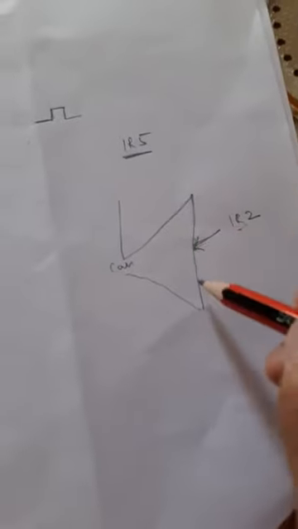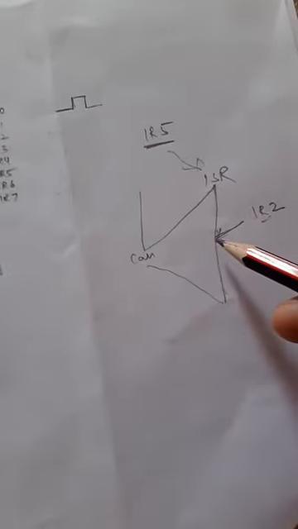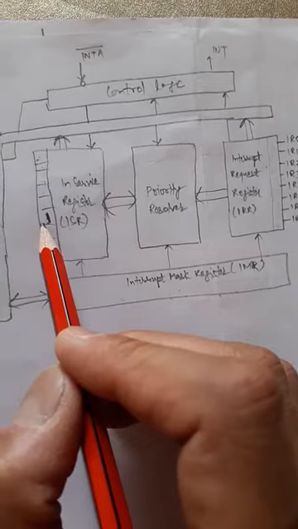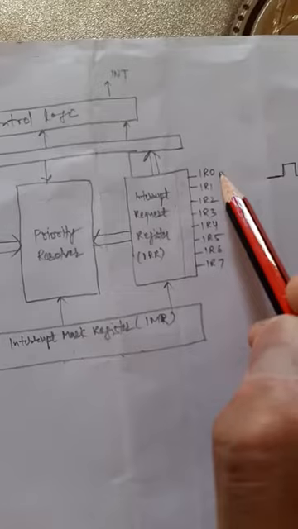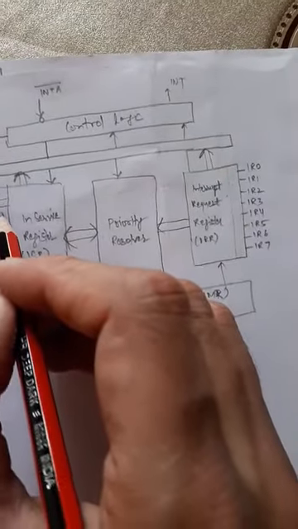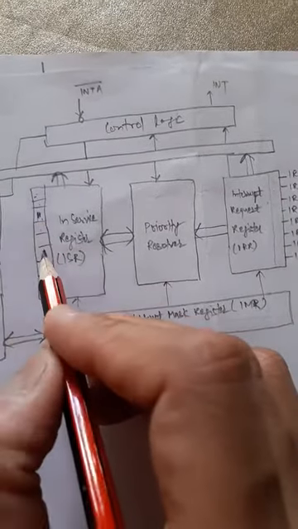Now which interrupt had occurred? IR2. When has it occurred? During the ISR of IR5. During this ISR of IR5, this IR2 has occurred. So when this has occurred, this in service register will tell us that this ISR is going on, but as IR5 is of lesser priority than IR2, IR2 will be serviced first, and IR5 will be pending.